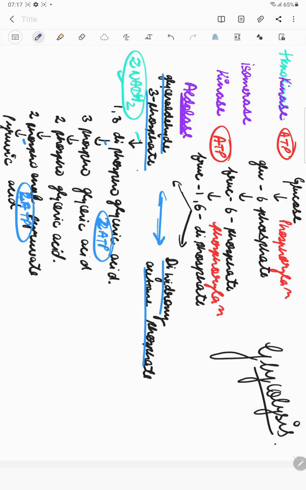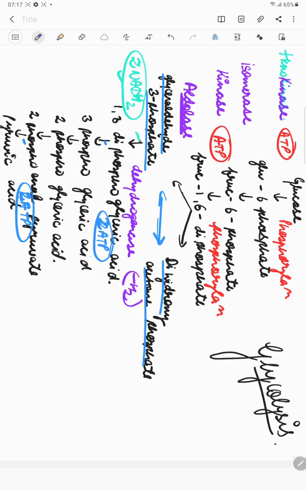Dehydrogenation requires the enzyme called dehydrogenase. In this, removal of H2 takes place and addition of inorganic phosphate takes place. This step is also very important, and this is an oxidation process.